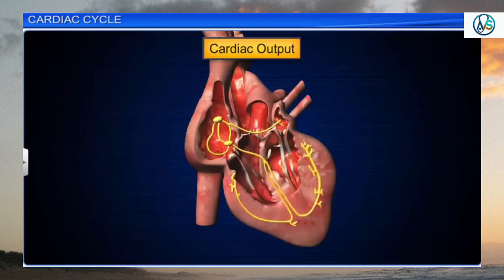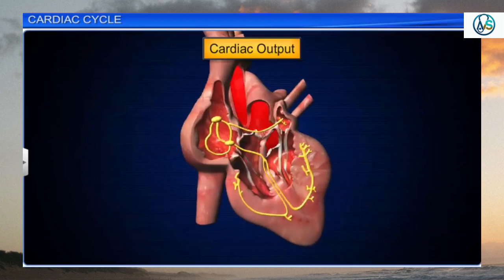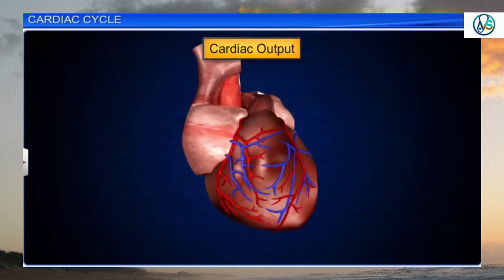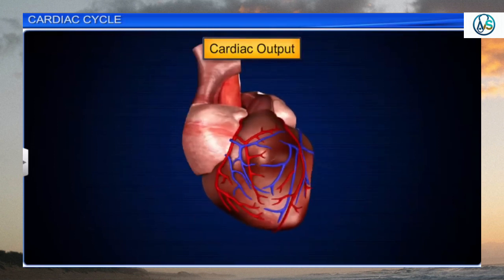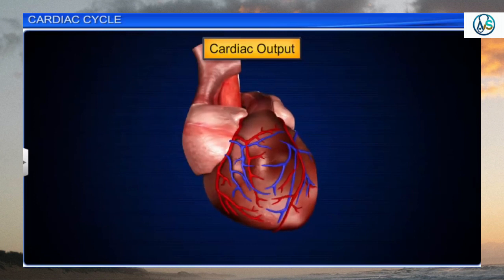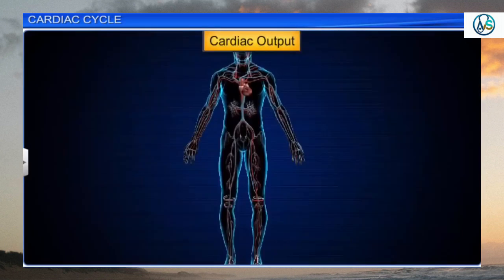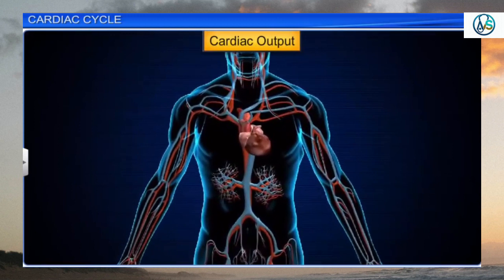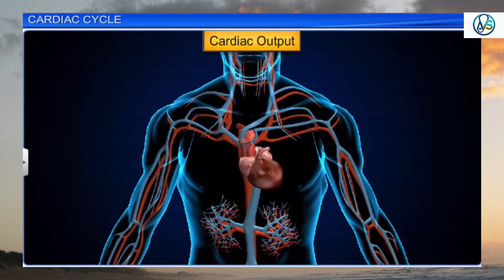Cardiac output or efficiency of the heart is calculated using the volume of blood pumped by each ventricle per minute. Normally, each ventricle can pump around 70 milliliters of blood per beat, which is also called the stroke volume. So, cardiac output equals the product of the stroke volume and the number of beats per minute. In a healthy individual, the cardiac output is 5 liters per minute.